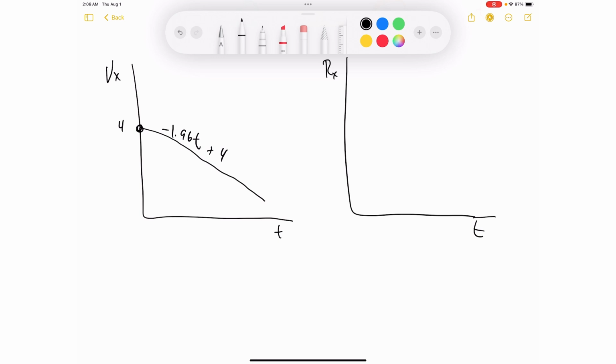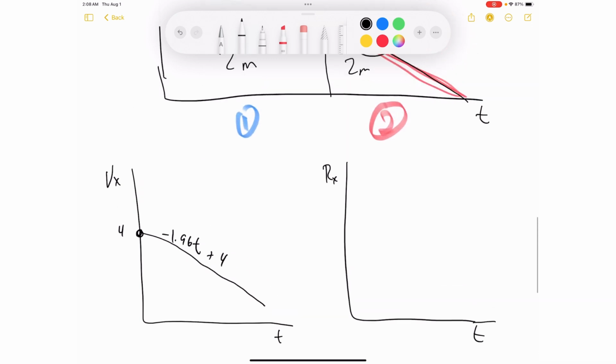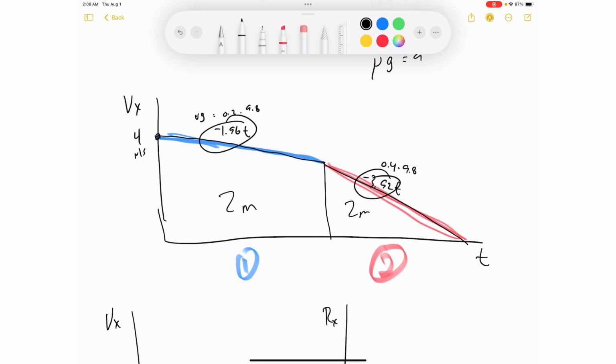So what I'd like to do is find out where that meets. Remember, because this slope goes until it hits what? 2 meters, right? At 2 meters, which is right here, it transitions into another function. So I want to know, when does this function, the negative 1.96 t, when does it actually hit 2 meters? When does it achieve 2 meters? Okay?